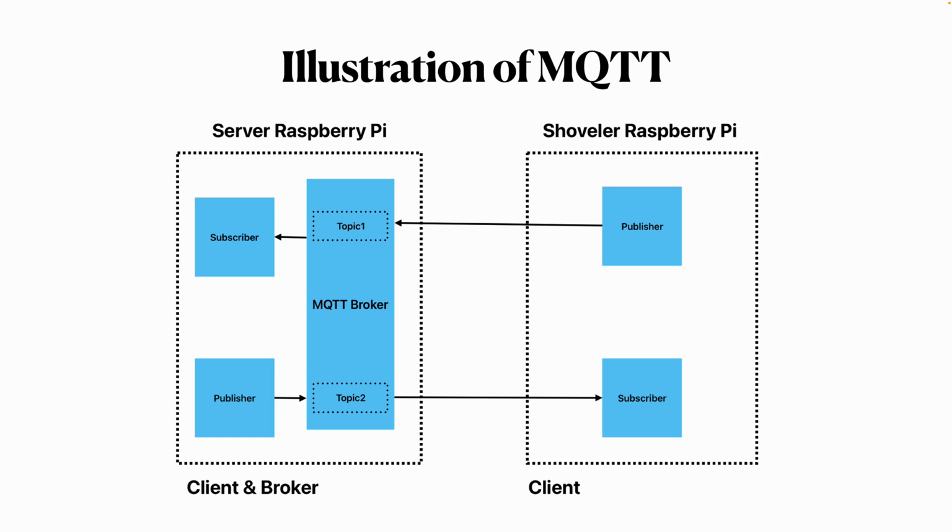Let's say there's a publisher on the client side, which is in the server. It publishes to topic 2, and the shoveler Raspberry Pi subscribes and gets those messages. Similarly, the shoveler Raspberry Pi publishes to topic 1, and the server Raspberry Pi retrieves that message from topic 1 as a subscriber. So here the server acts as both a client and a broker, and the shoveler Raspberry Pi is just acting as a client, nothing else.